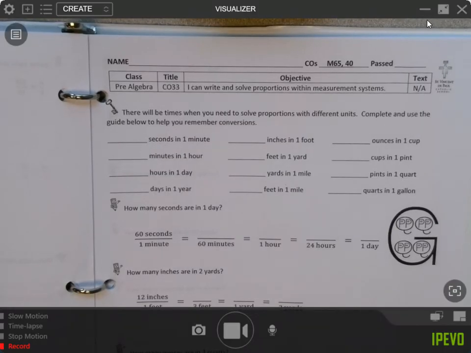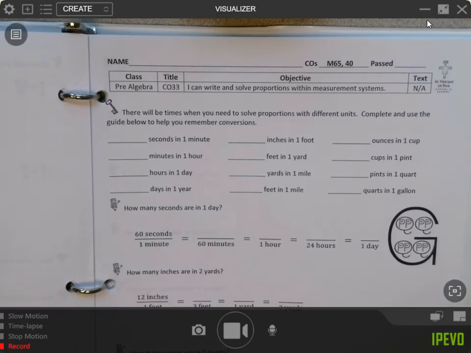And every year I have somebody come up to me and go, I don't remember how many feet are in a yard or how many feet are in a mile. Okay, we might not remember some of these. So we're going to fill it in on our objective, and then I want you to put it on your help sheet.